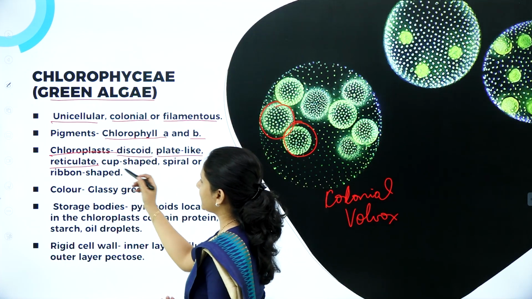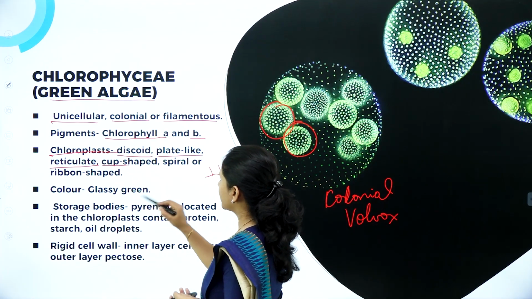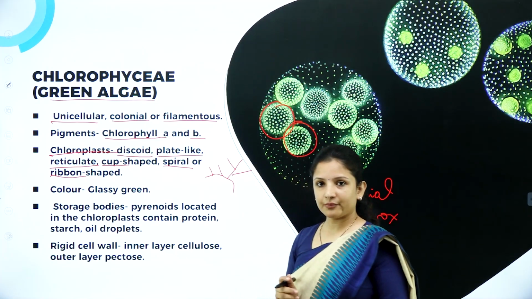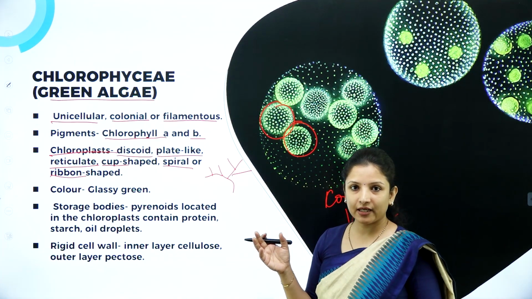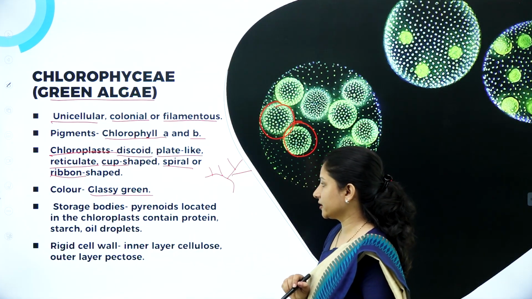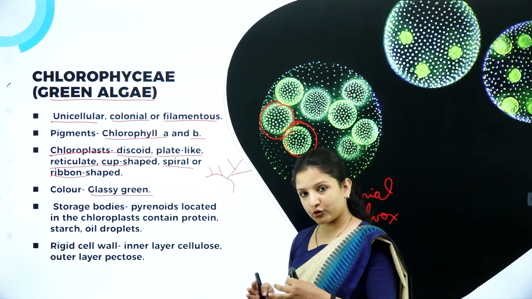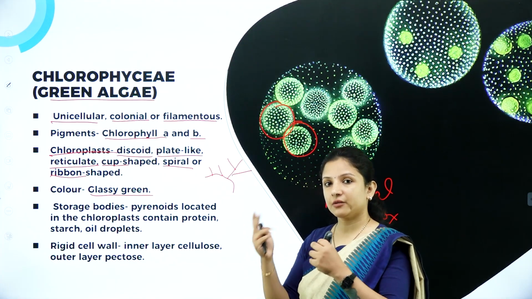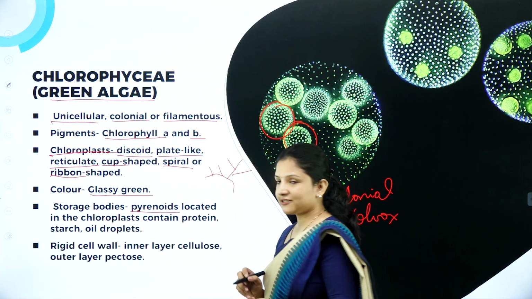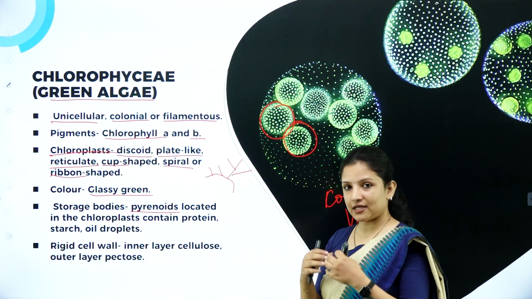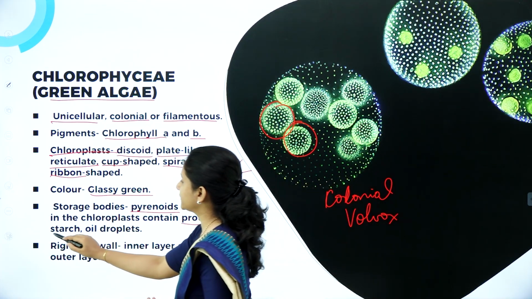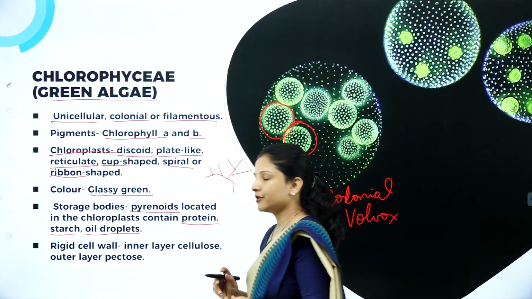So it can be reticulate, it can be in the shape of a cup, or in the shape of a spring, or in the shape of a ribbon. And next, talking about the color of Chlorophyceae algae, it is obviously grass green in color because it has chlorophyll A and B pigments in it. Apart from pigments, the chloroplast also has storage bodies called pyrenoids. These pyrenoids help the Chlorophyceae algae to store food in the form of protein, starch, and also in the form of oil droplets.